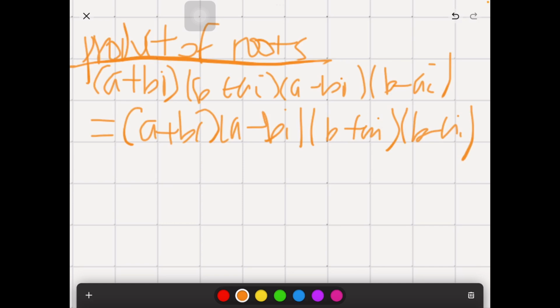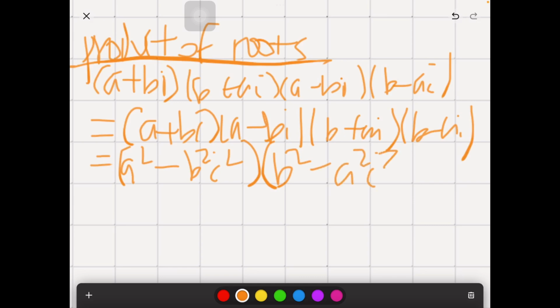we basically just get a difference of squares here and here, and a difference of squares here and here. So let's compute that. This is a squared minus b squared i squared, and then multiplied by b squared minus a squared i squared.